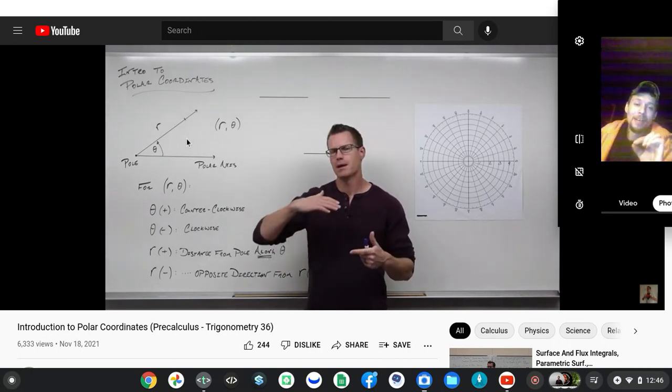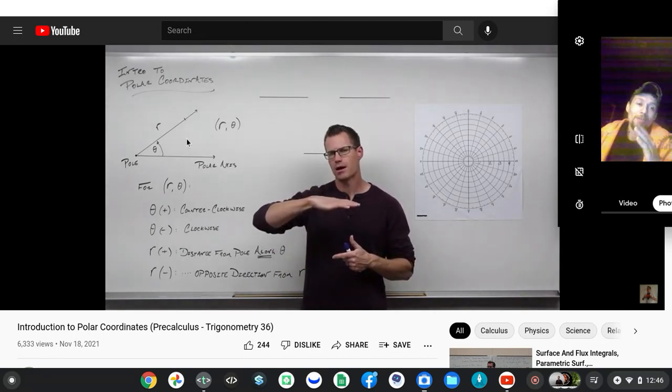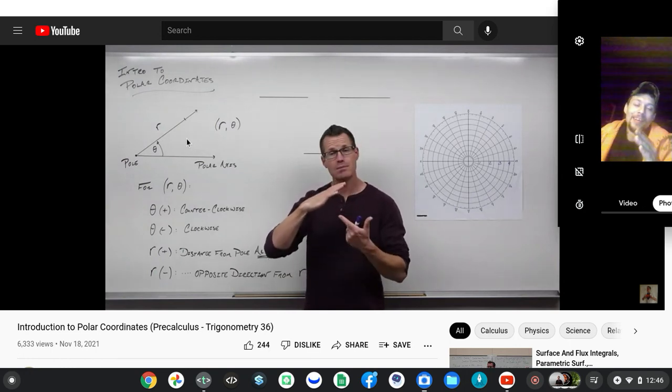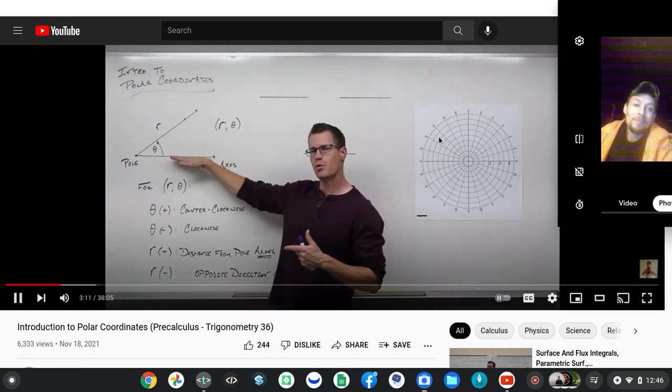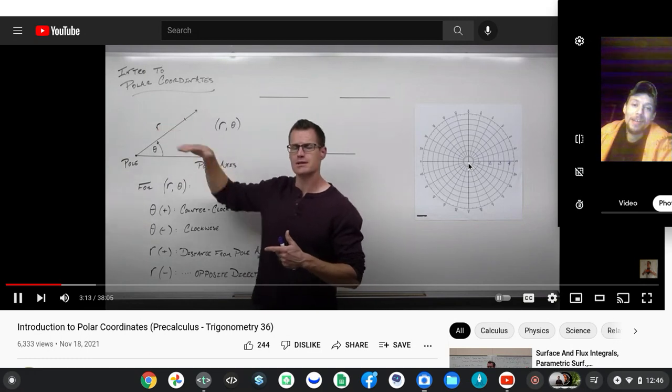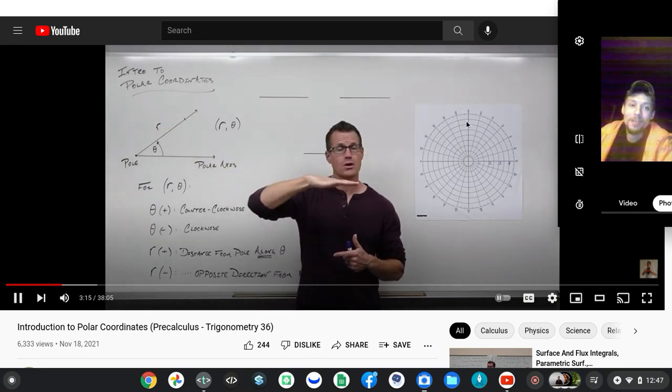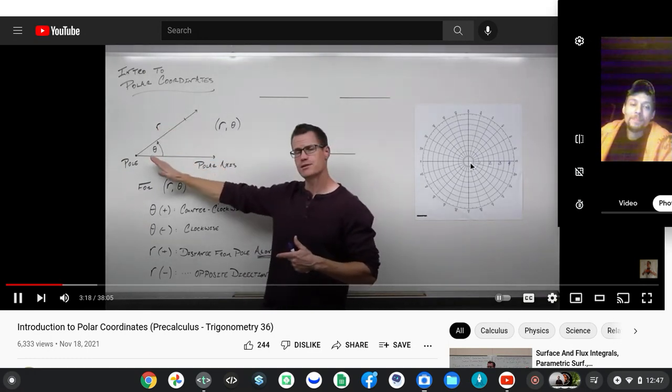You could just take positive angles and they are measured counterclockwise, and the same thing happens here. We'll measure counterclockwise from a polar axis. Negative angles are measured clockwise, so we measure clockwise from a polar axis.